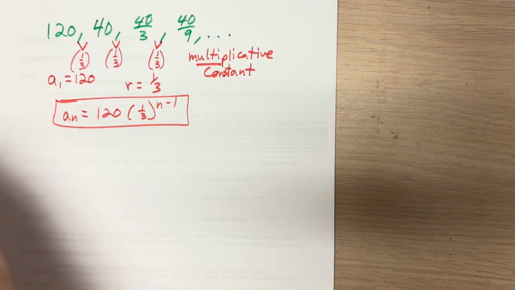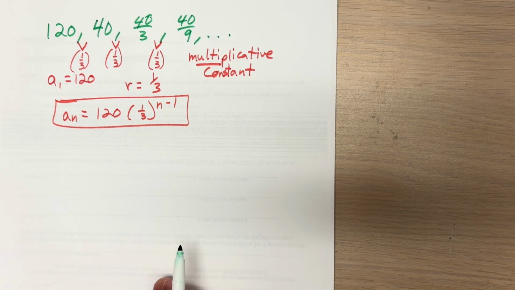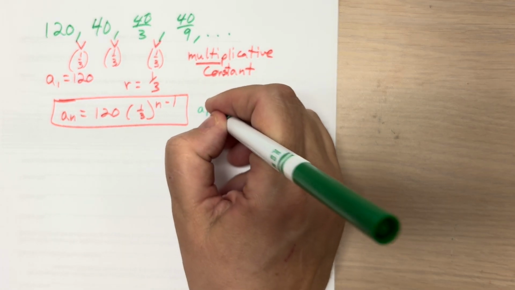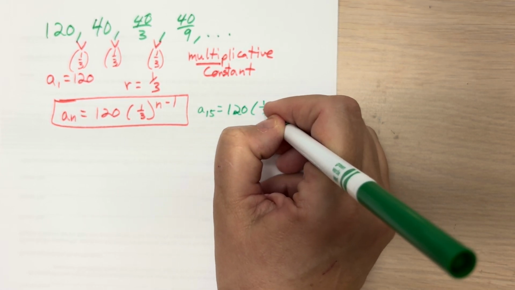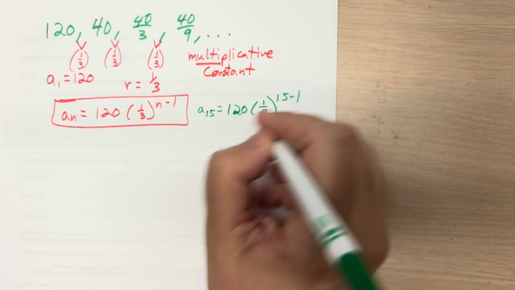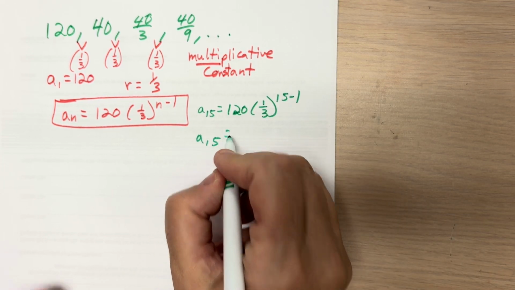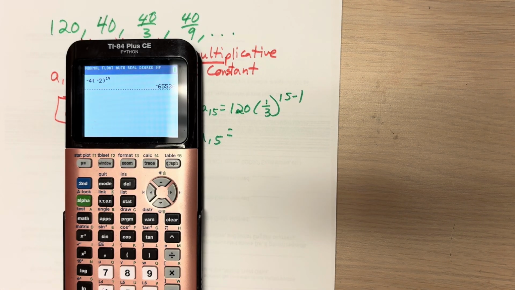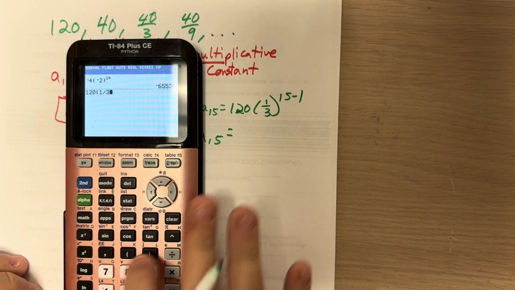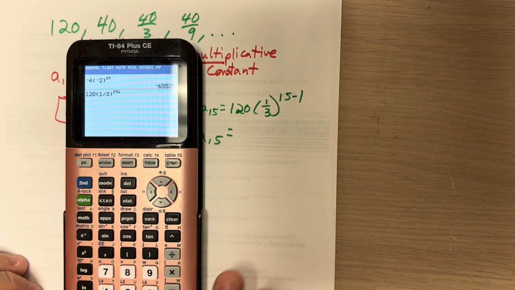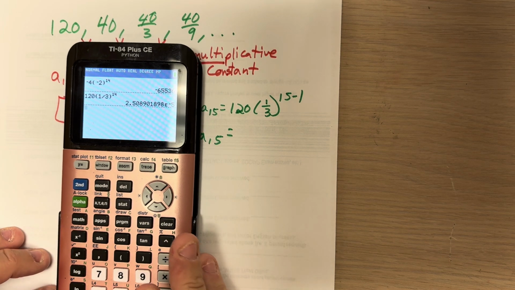That's the equation. We're also going to find the 15th term. So we're going to find a sub 15, 120 times 1/3 to the 15 minus 1. Again, at this point, I would just go to the calculator. So I've got 120 times 1/3 to the 14th. And I get this big disgusting thing.